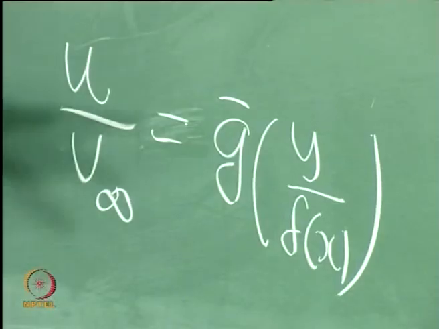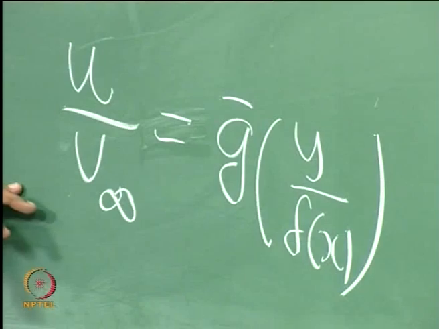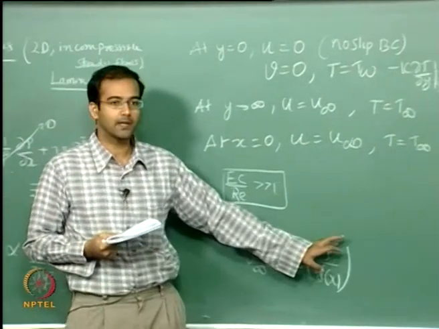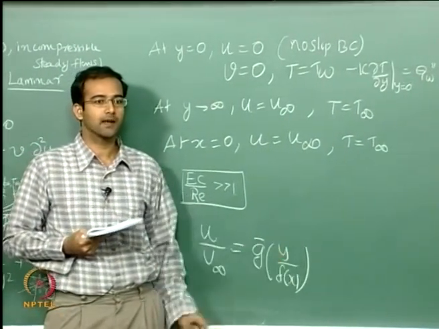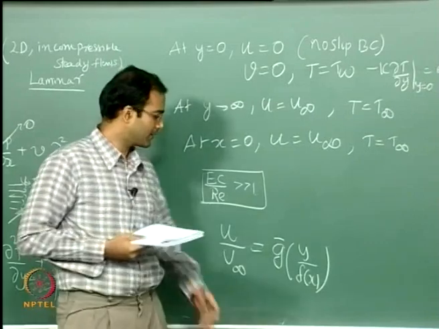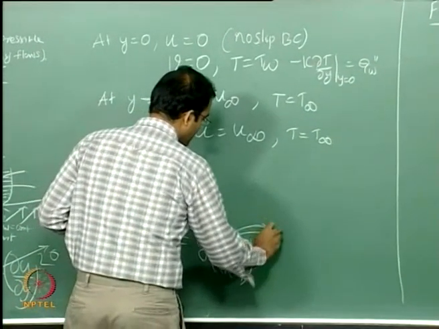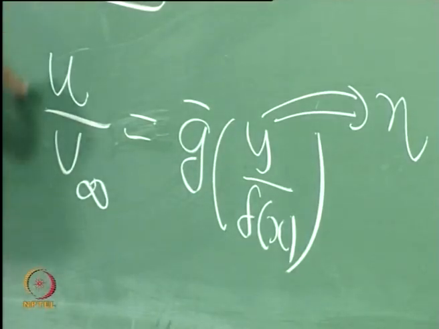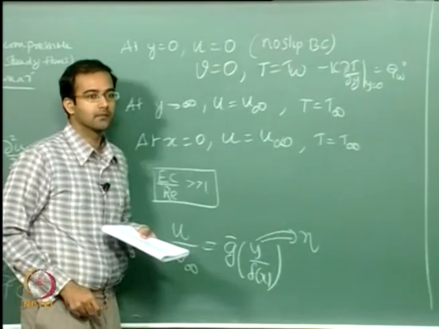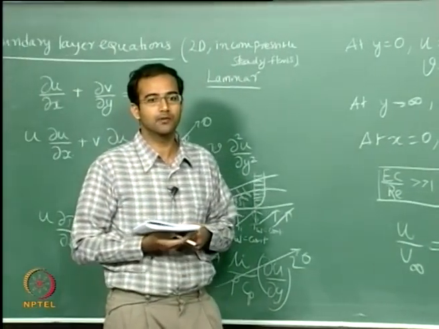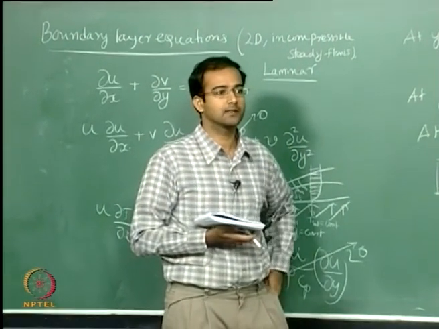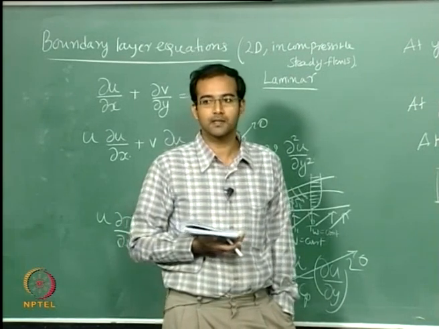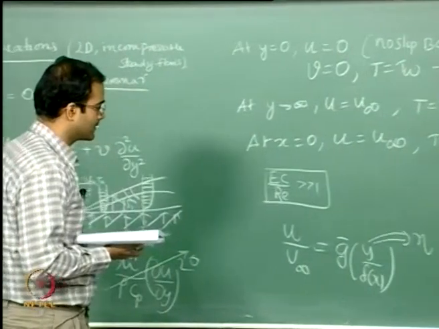This is a non-dimensional group, and if we can find this function, it should directly explain the dependence on this single variable rather than on both y and x. So if we say y by delta is some variable eta, which we call the similarity variable, then u by u infinity is just a function of eta directly. Once you use the similarity variable, you don't have to solve in terms of x and y, you can solve directly in terms of eta. That will help in reducing the PDE to an ODE. So that was his basic observation.